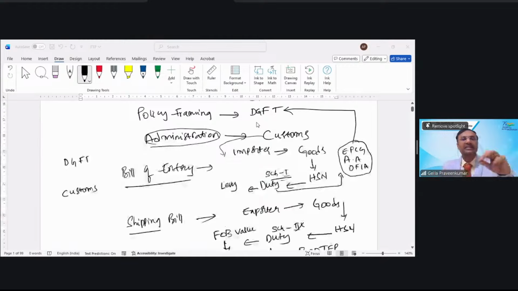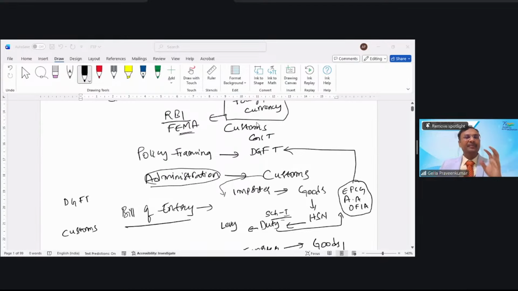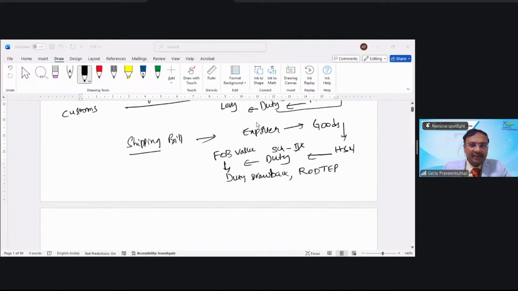Right? So here, for us to start with, it's like a mind and a heart. Heart will say what needs to be done. Mind will do the instruction. The instructions will be sent to the hands, all the body parts, through the mind. So it's like DGFT is going to say, let's do this for an importer, let's do this for an exporter. Customs will say, okay, I'll do the controlling of this from an administration point of view.